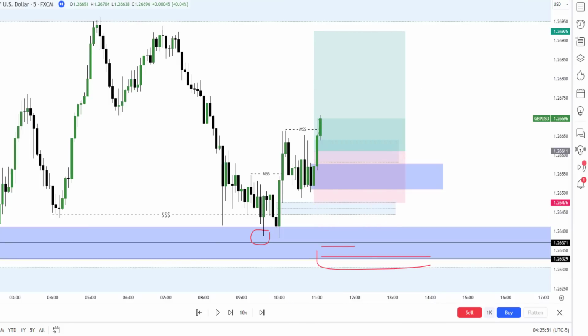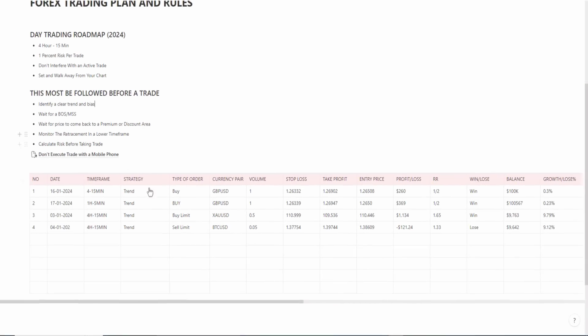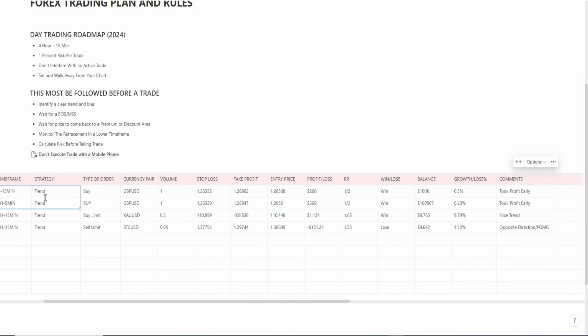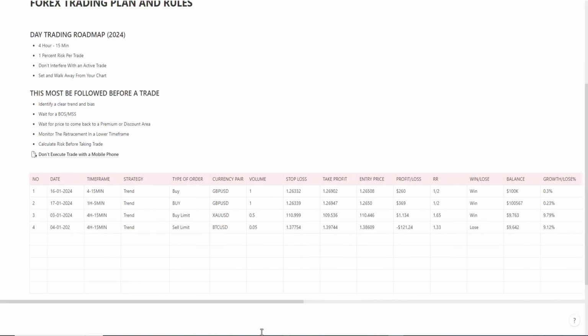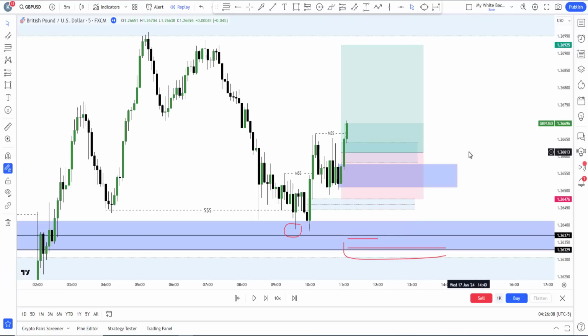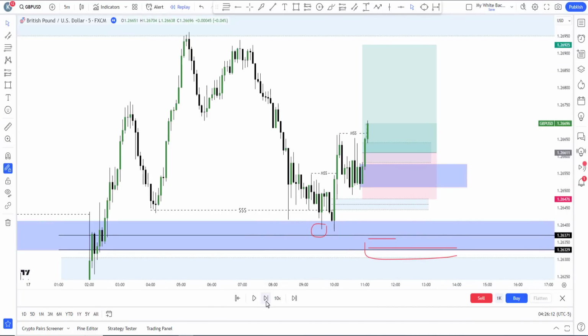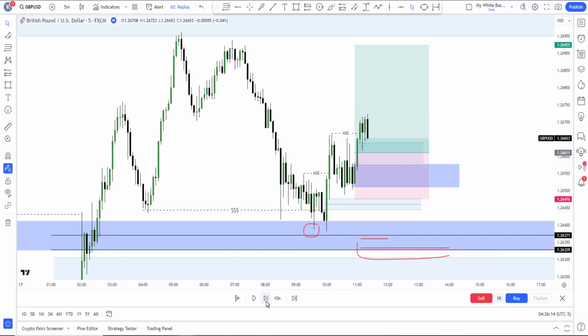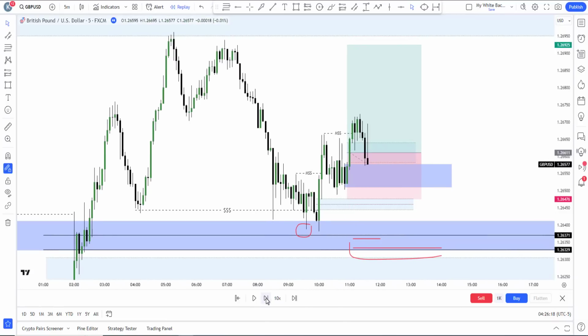All right, to even make it easier, I recorded everything. 17th of January, this was in my journal. All right, okay, I took profit early. That was the comment, and I will show you everything that happened. So let's go back. So right here was the trade I took yesterday. So I was in the trade. I saw this come. I was not ready to enter, and then boom, I was in the trade.